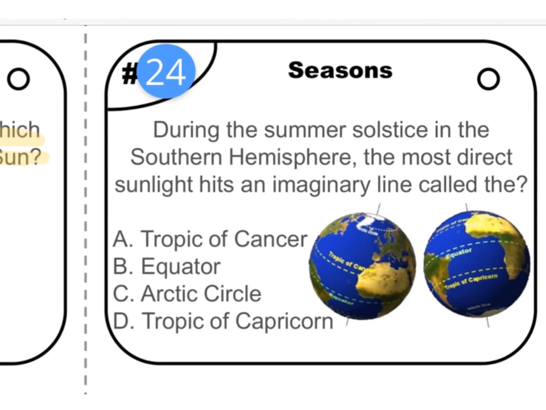And 24, during the summer solstice in the southern hemisphere, the most direct sunlight hits an imaginary line called, let's see, summer solstice in the south. Tropic of Cancer, equator, Arctic Circle, Tropic of Capricorn, and the answer is... No, I take that back. Tropic of Capricorn. And here it is, right here, across the bottom.